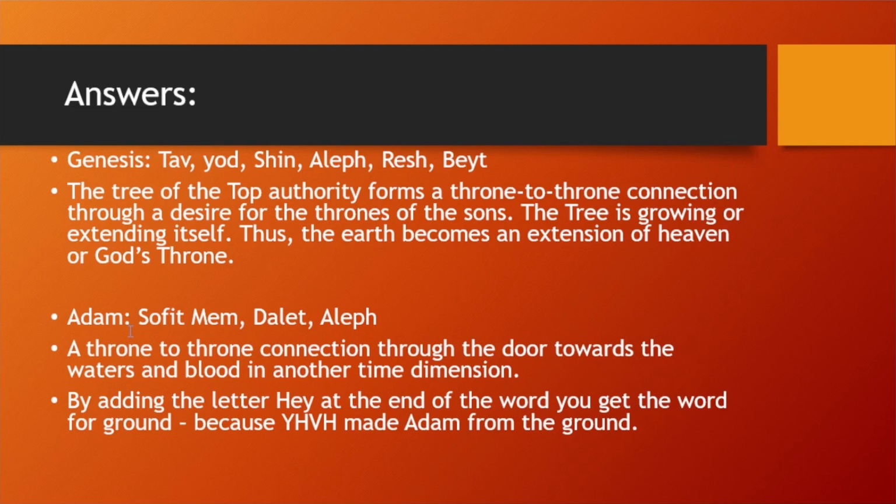So as the sons return to the throne of the Father, the tree is growing or extending itself. The earth where the sons of God are then becomes an extension of heaven, or God's throne.